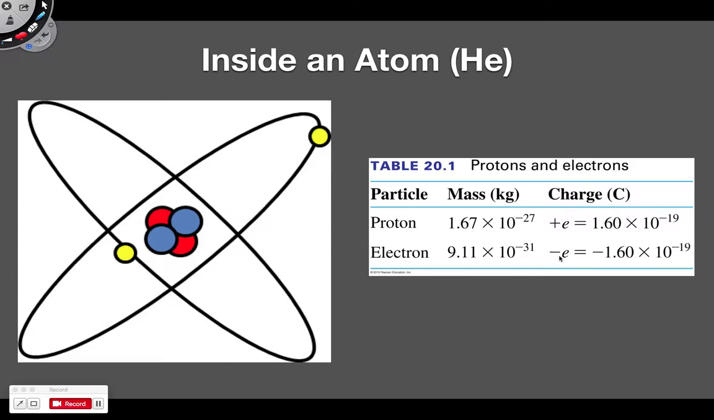And the charge of the electron is negative 1.6 times 10 to the negative 19th coulombs. Now, these are the same charge, but they are wildly different masses. First of all, they are both extremely, extremely small and extremely light. But if I look at the order of magnitude between these two, essentially you're talking about three orders of magnitude, or about 1,000 times heavier. A proton is more than 1,000 times heavier than an electron.